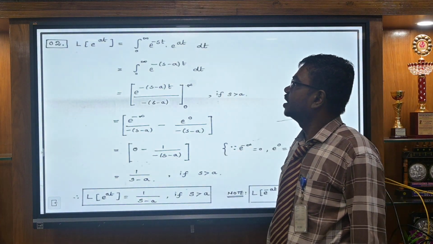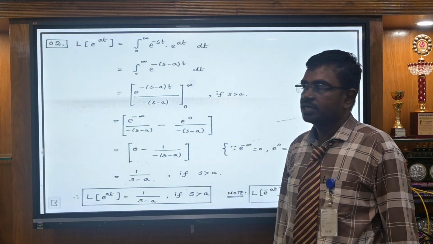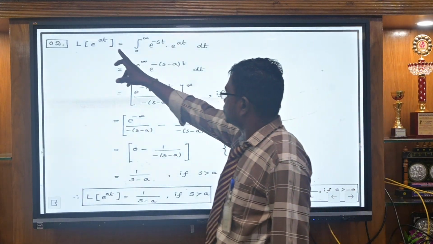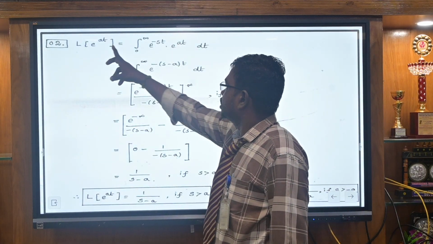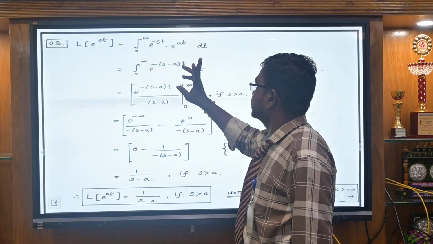Second proof: L of e power at. Here f of t is e power at, so we use e power at.